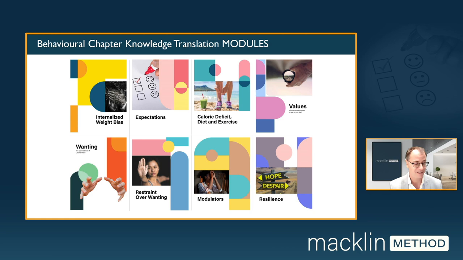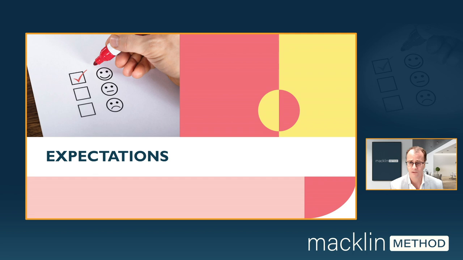Today, I'm going to be discussing the second of eight modules. These are knowledge translations of the information within the Psychology and Behavioral chapter in the Canadian Clinical Practice Guidelines. Today we'll be discussing the expectations module, the second module.